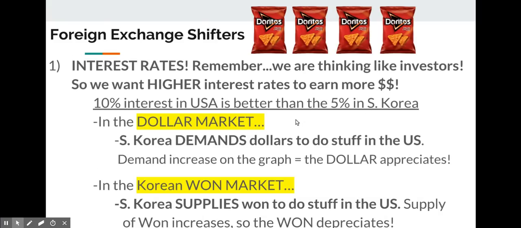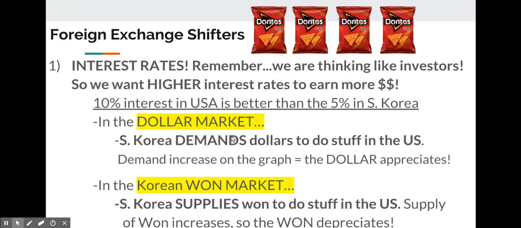Well, if the interest rate in the US is higher, that's better for us as the international ballers that we are. So South Korea is going to demand dollars to invest in these higher interest rates in the United States, which means on the flip side, if Korea is going to be demanding dollars to do things in the United States, they have to supply their own currency, the won, in order to receive those dollars. So those are the two bolded parts there.